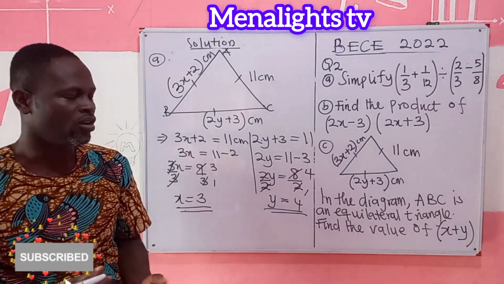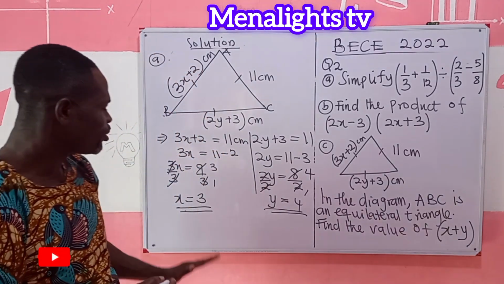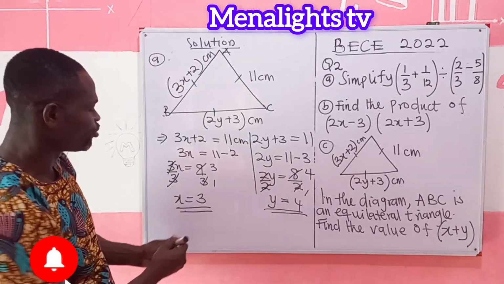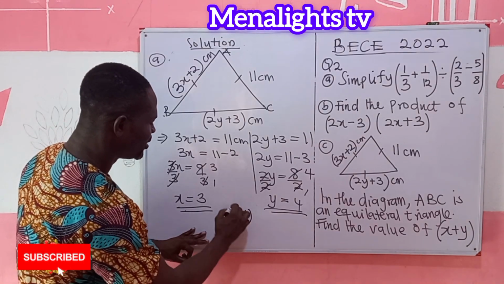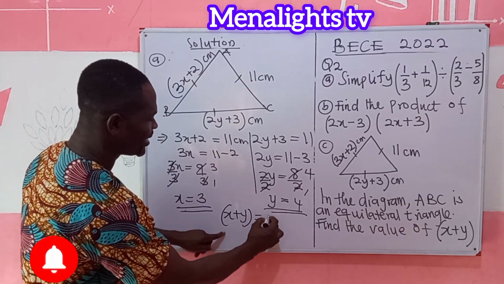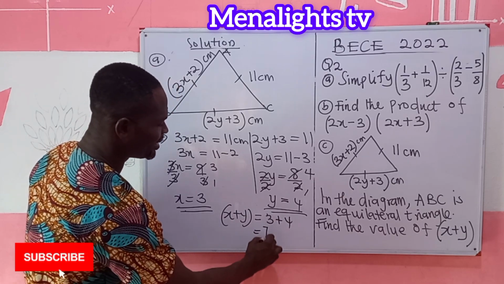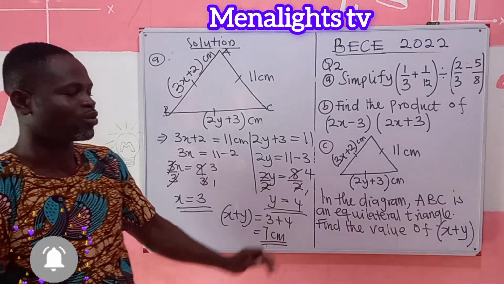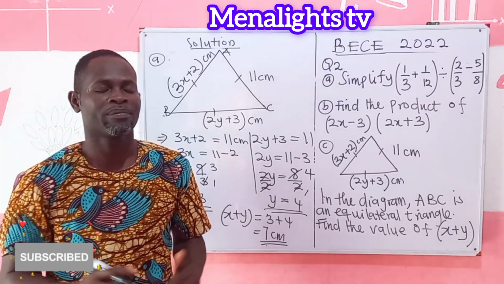So looking at this, you can say therefore x is equal to 3 and then y is equal to 4. But the question says find the value of x plus y. So that means we have to add the value of x and then the value of y too. So it becomes x plus y, which is equal to, the x is 3 and then the y is 4. So that will give us 7 centimeters. So the x plus y is equal to 7 centimeters.